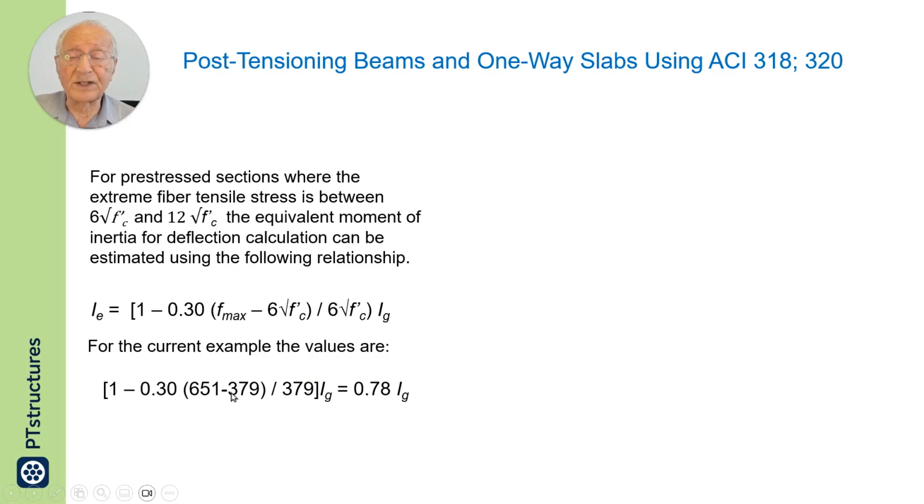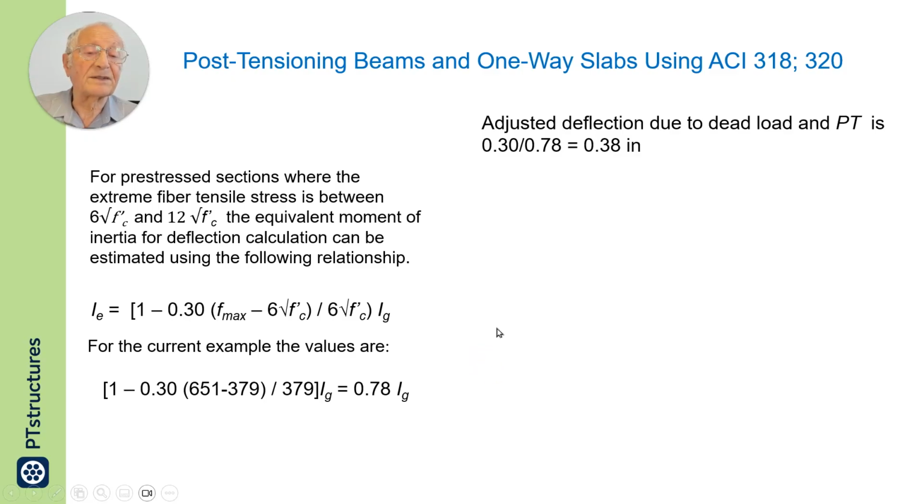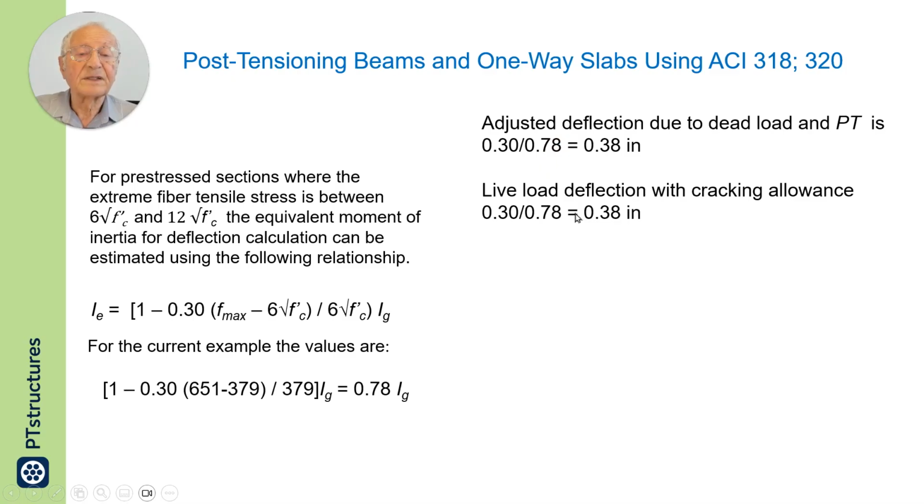I substitute the numerical values and I come out with 0.78. In other words, we magnify the deflection based on its calculated value divided by this 0.78. So the adjusted deflection will be the calculated divided by this 0.78. That is the live load deflection.